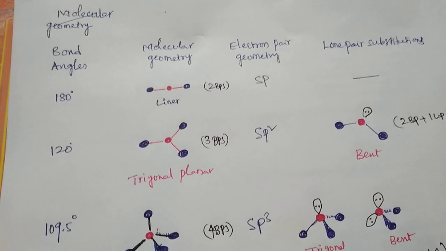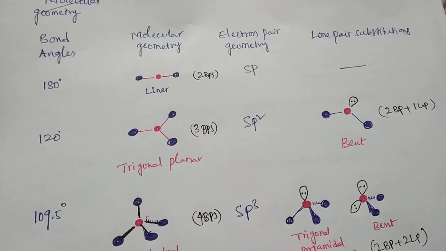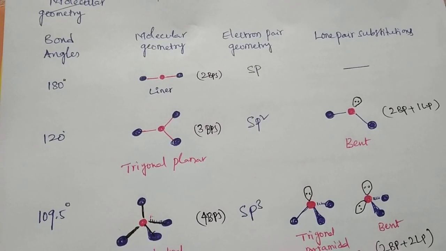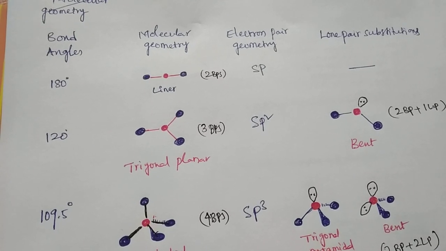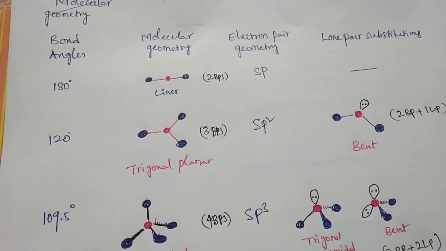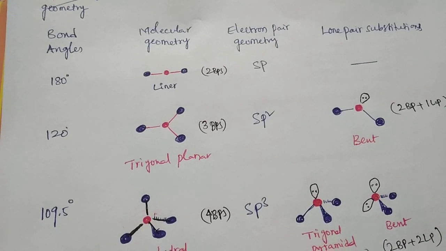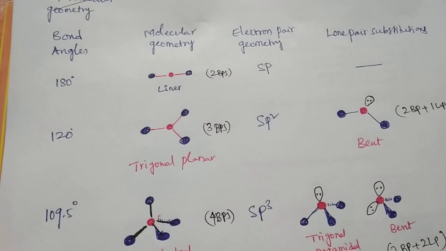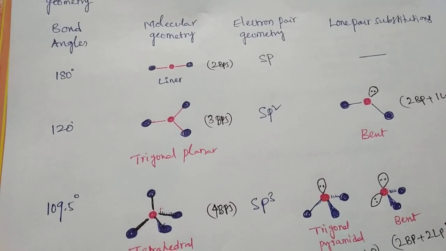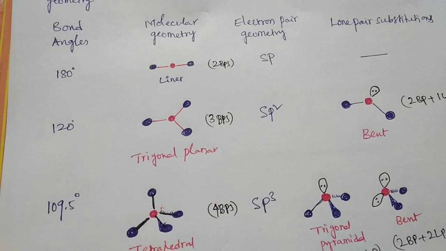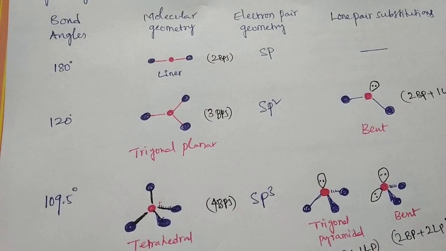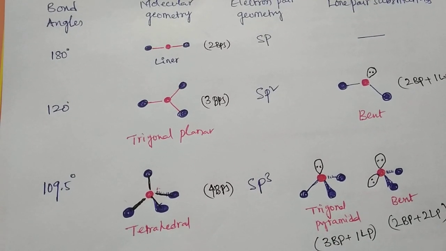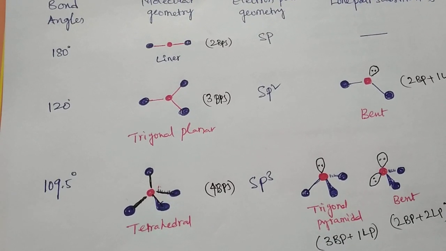Hi students, good morning. In the last video I promised you I will give you the one trick to identify the molecular geometry, bond angles and hybridization of a molecule. Just as I explained in the last video: linear means two bond pairs, sp hybridization, bond angle 180; and three bond pairs means bond angle 120, sp2 hybridization.